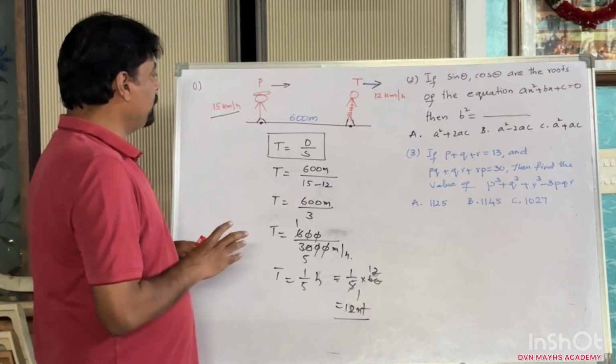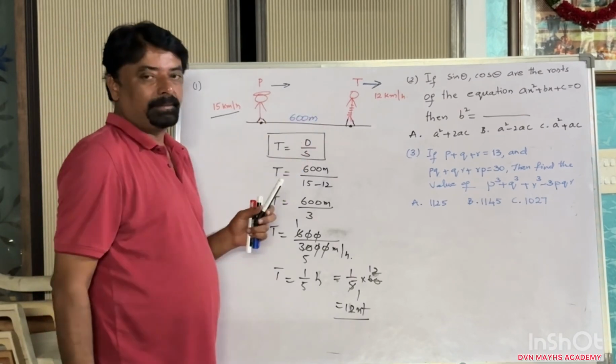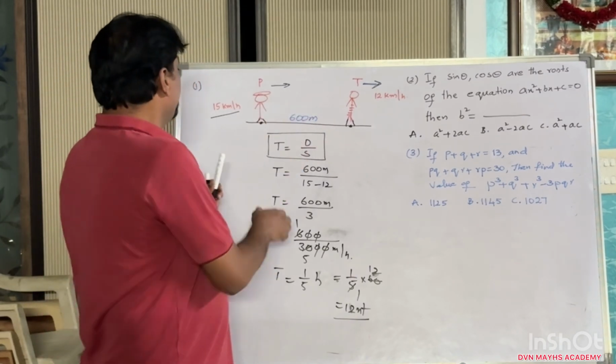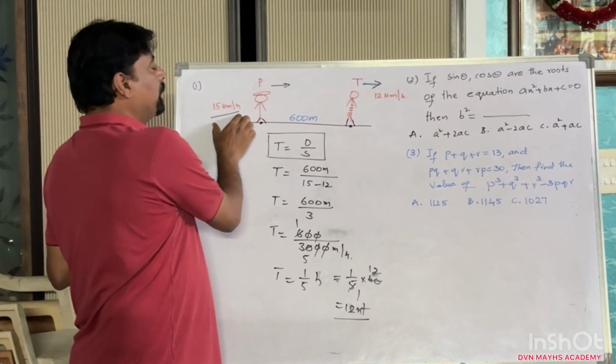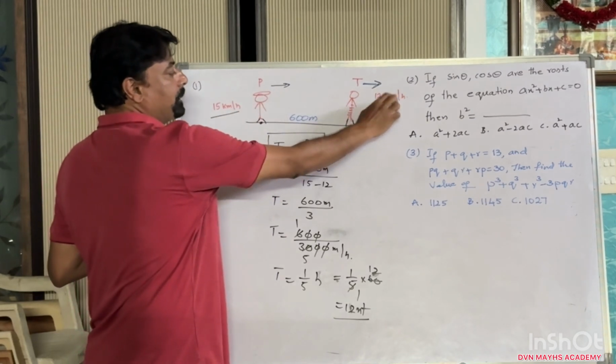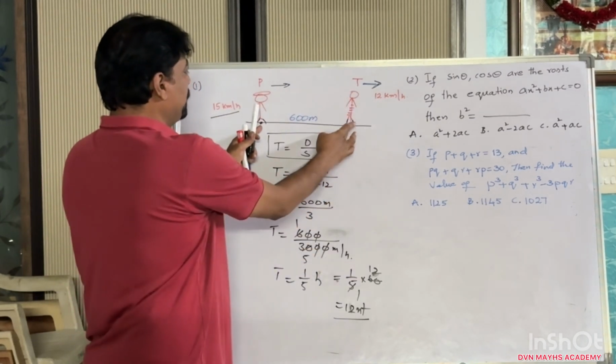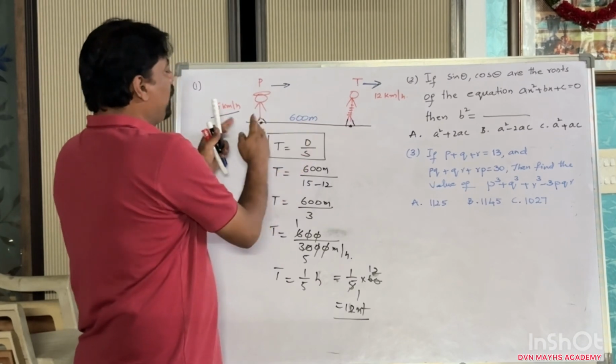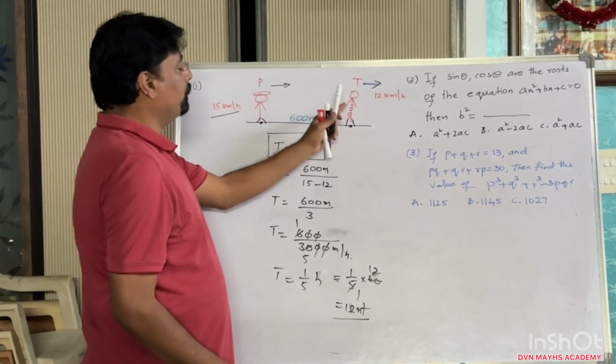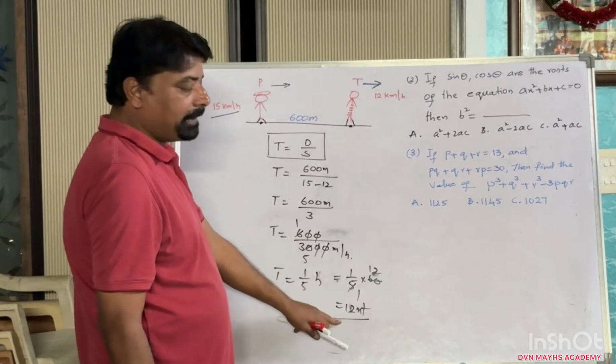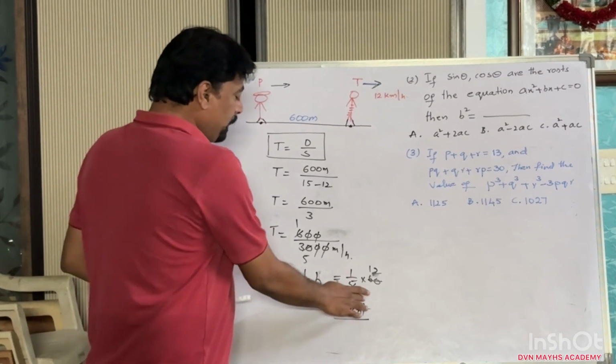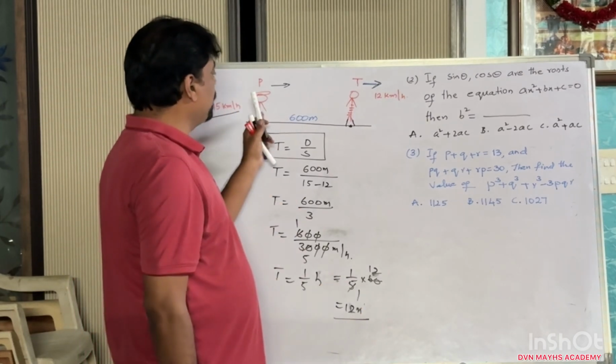But sometimes the situation will be different. Here the speed of the police is 15 kilometers per hour and the speed of the thief is 12 kilometers per hour. The distance between these two is 600 meters. And how much time the police will take to catch that thief means you will get that 12 minutes. Within 12 minutes you will catch that thief.